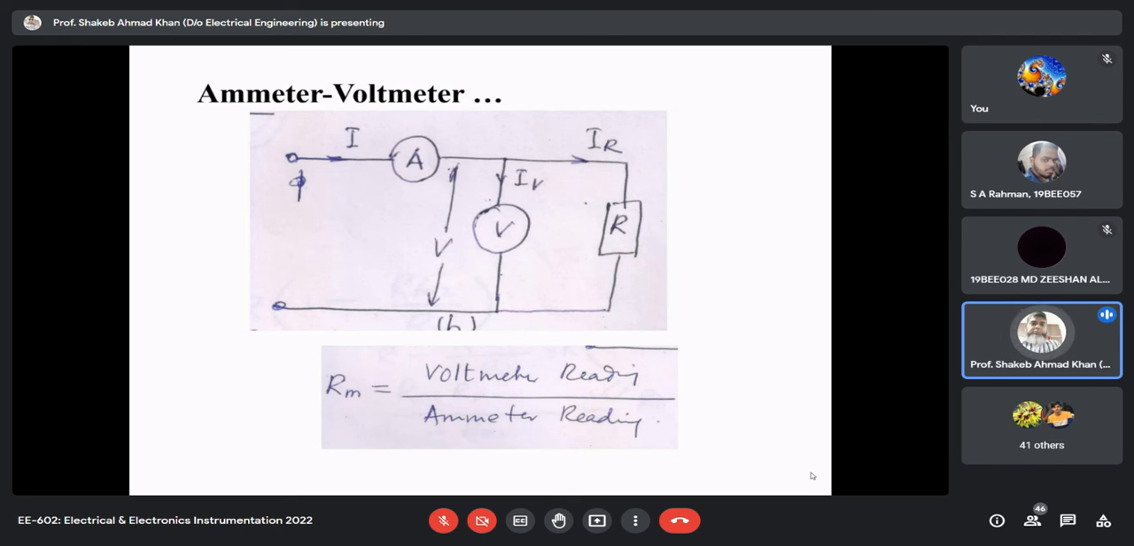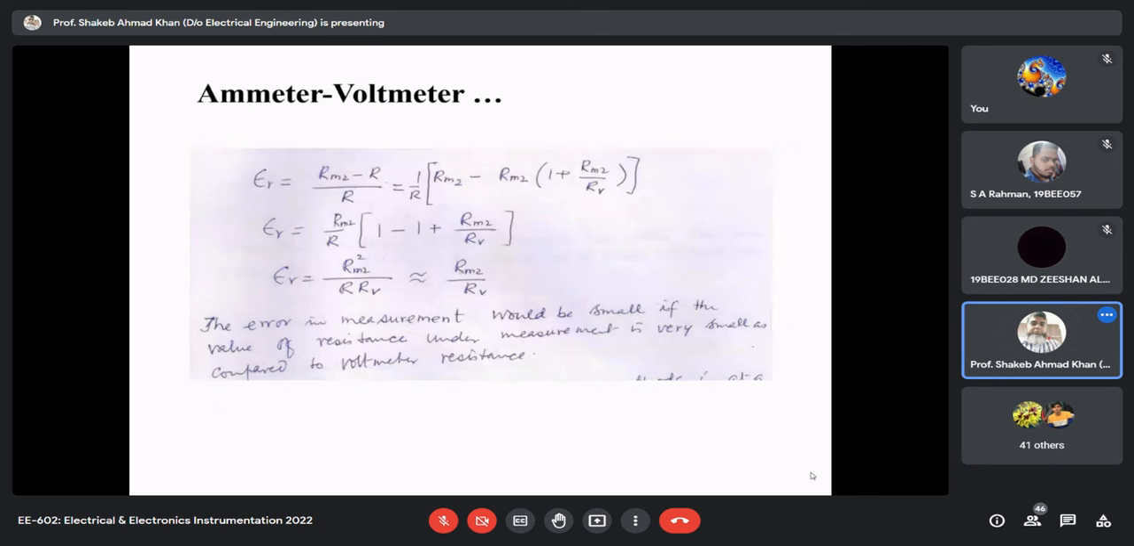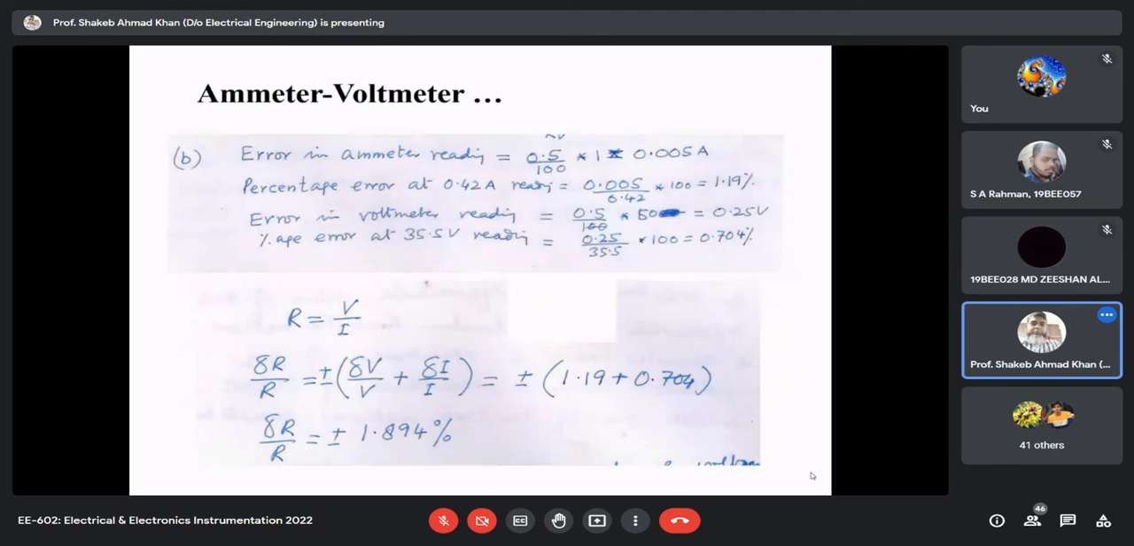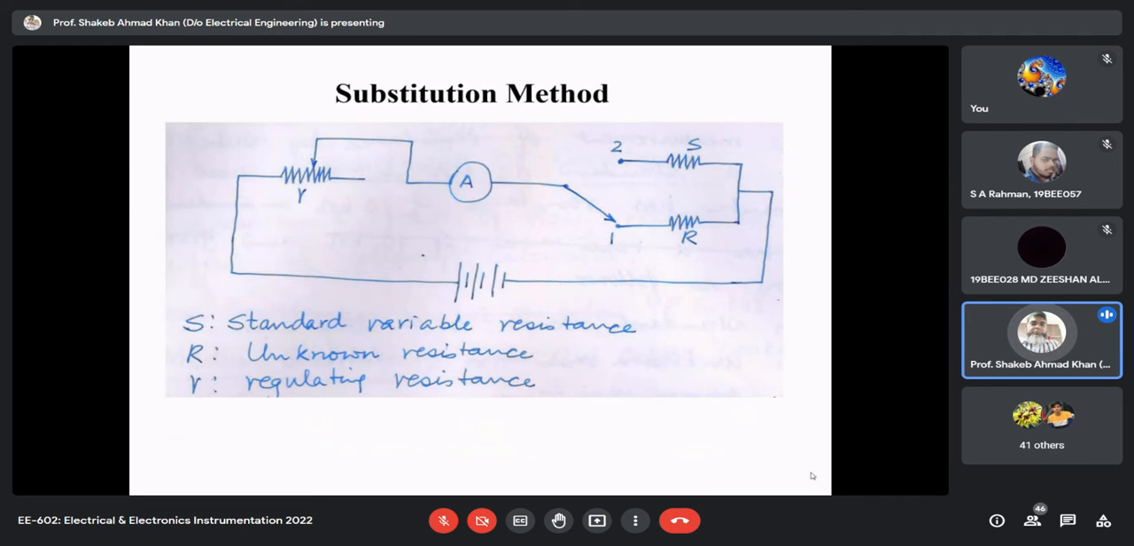So if we are reducing from 2 instruments to 1 instrument, then this is the basis of your next method, that is called substitution method. So this is substitution method. Here you can see that it is a 2-step process method. Here you can see that we are using only ammeter here. We are not using voltmeter.